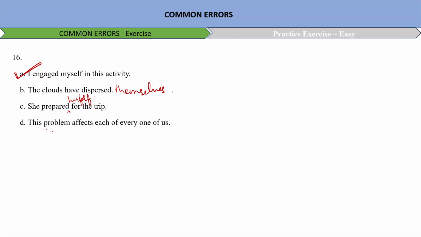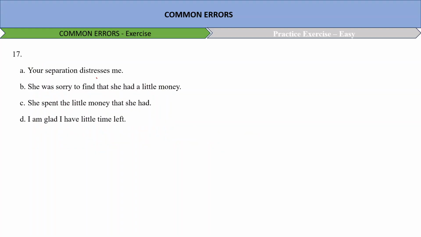The problem, this problem has affected each and every one of us. Okay, next. Your separation distresses me. Cool. Your separation or separation from you distresses me, not your separation. Separation from you distresses me. Okay.